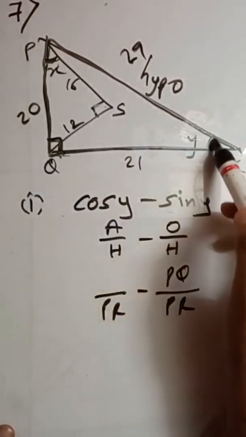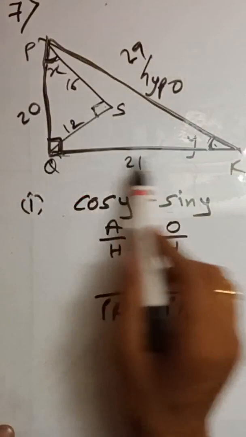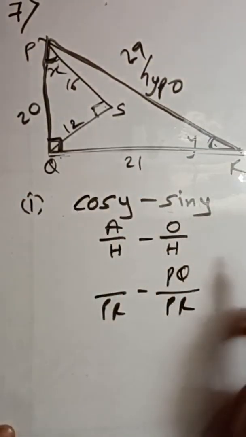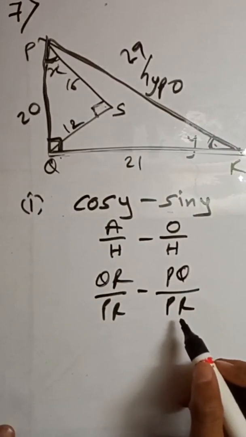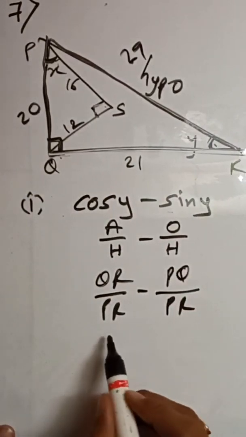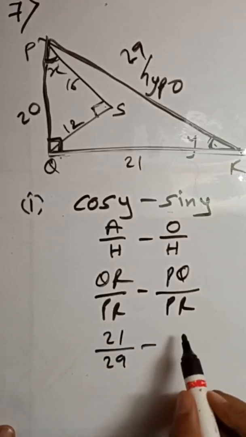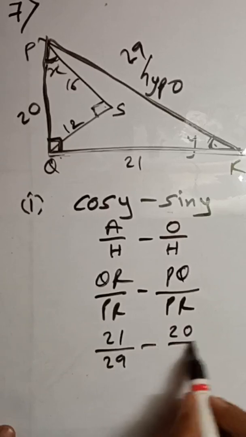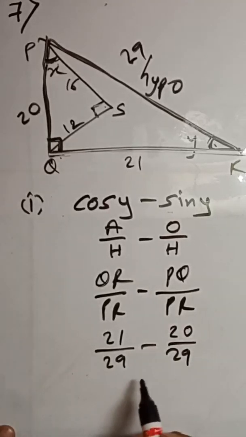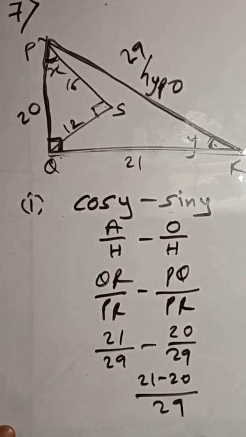And adjacent, see this is y, this is opposite, this is hypo, so this will be adjacent QR. Put the values here. 21/29 minus 20/29. So the answer is 1/29. Done.